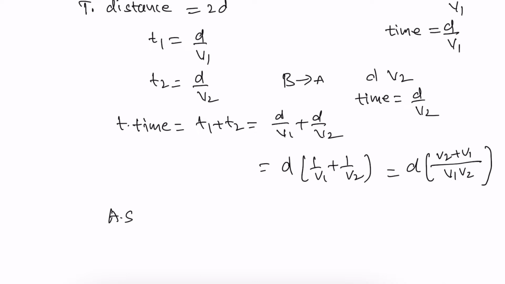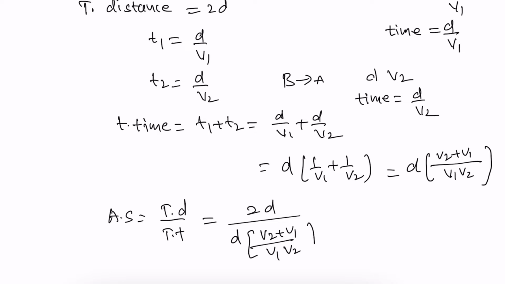So what is the average speed formula? Total distance by total time. So the total distance is 2d and the total time is d (v2 plus v1) by v1 v2. So d and d cancel. v1 v2 is in the denominator of the denominator, so it becomes the numerator. So that is 2 v1 v2 by (v2 plus v1), that is nothing but v1 plus v2. So the average speed formula is 2 v1 v2 by (v1 plus v2).